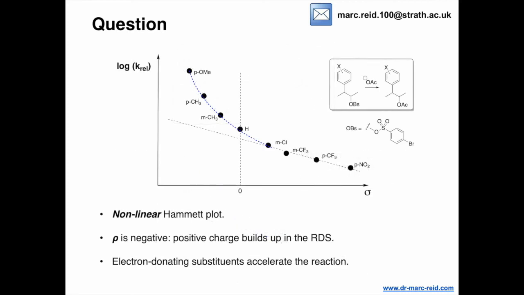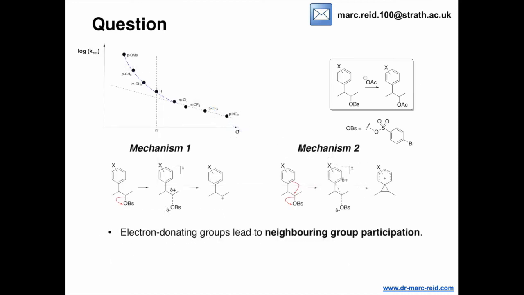Firstly, we can see clearly that there is non-linearity in this Hammett plot. This immediately suggests a change in substituent influence or mechanism for electron-rich substrates. Rho is negative, so positive charge builds up at the rate-limiting step. In other words, the reaction is favoured by electron-donating substituents. In this case, we can envisage two mechanisms for the two regimes emergent from the Hammett plot.